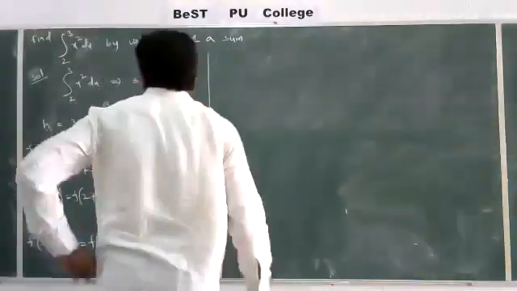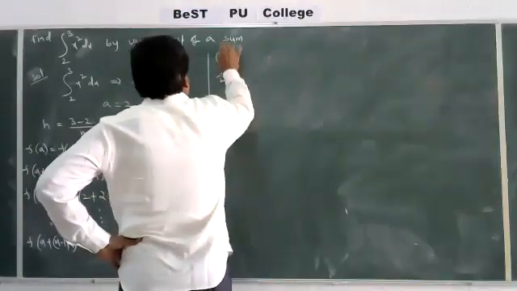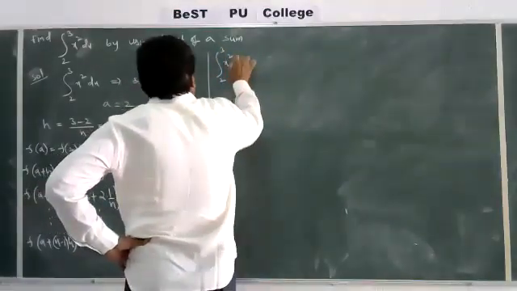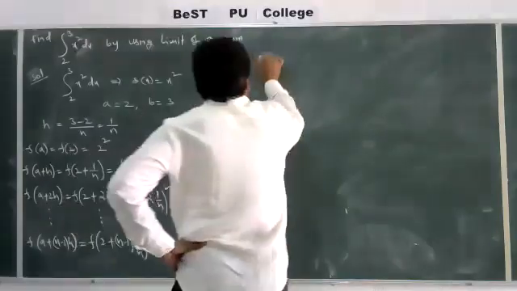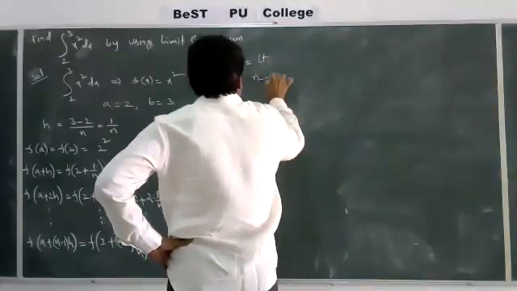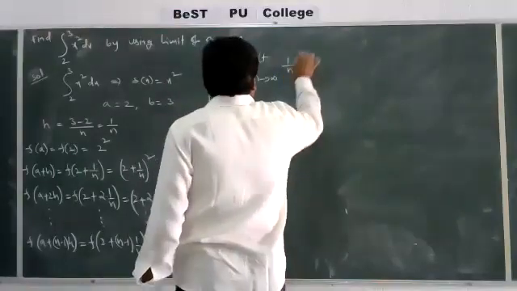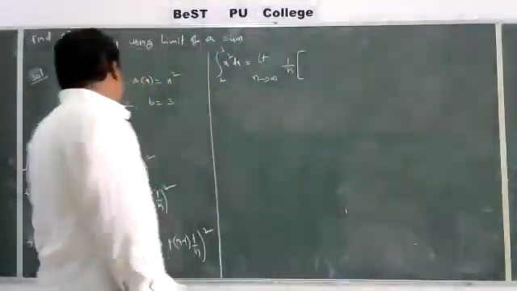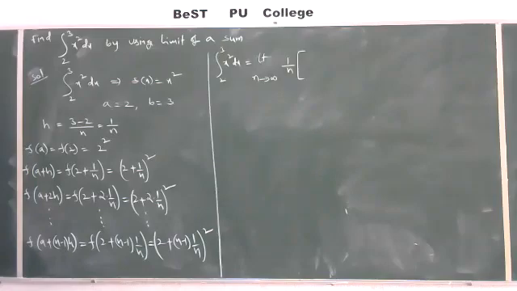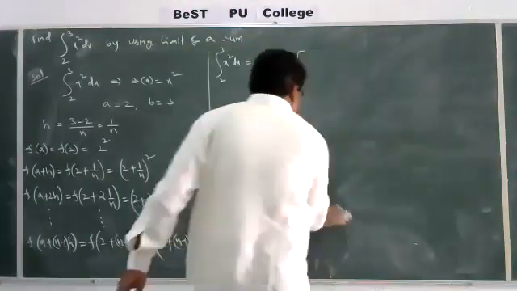Then apply. Integral 2 to 3 x square dx is equal to limit n tends to infinity. What is the h value here? 1 by n into bracket f of a plus f of a plus h, and so on like that.